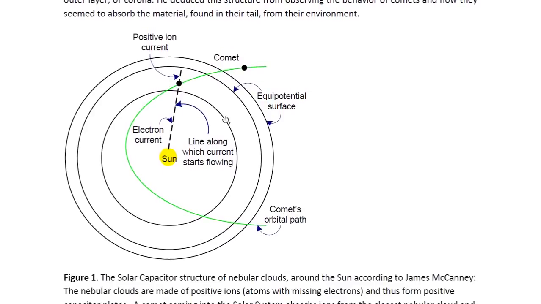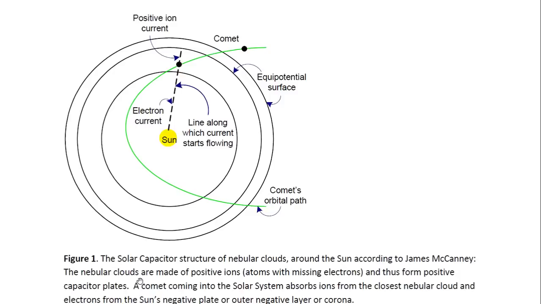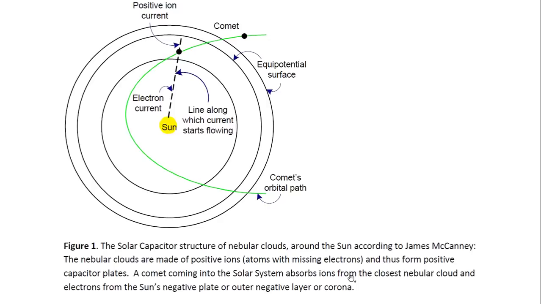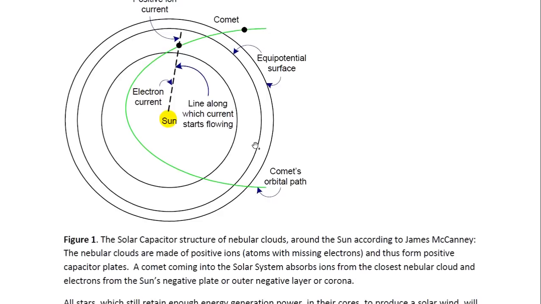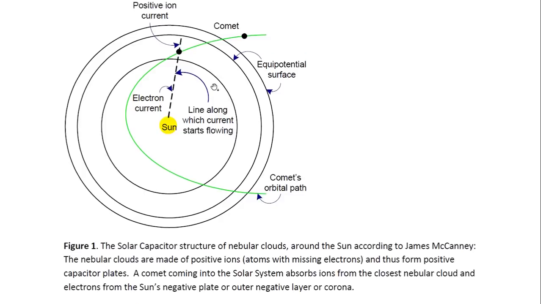So here is the structure that James McCanney proposed for the solar capacitor. We have the sun, we have the negative plate inside the sun's corona, and then all these plates are positive, and they are full of ions. Now, the nebula clouds and ions are, of course, atoms with missing electrons. That's what makes them positive. Electrons are negative. The nucleus is positive. So, with missing electrons, an atom becomes positively charged. And so, these would form the capacitor plates.